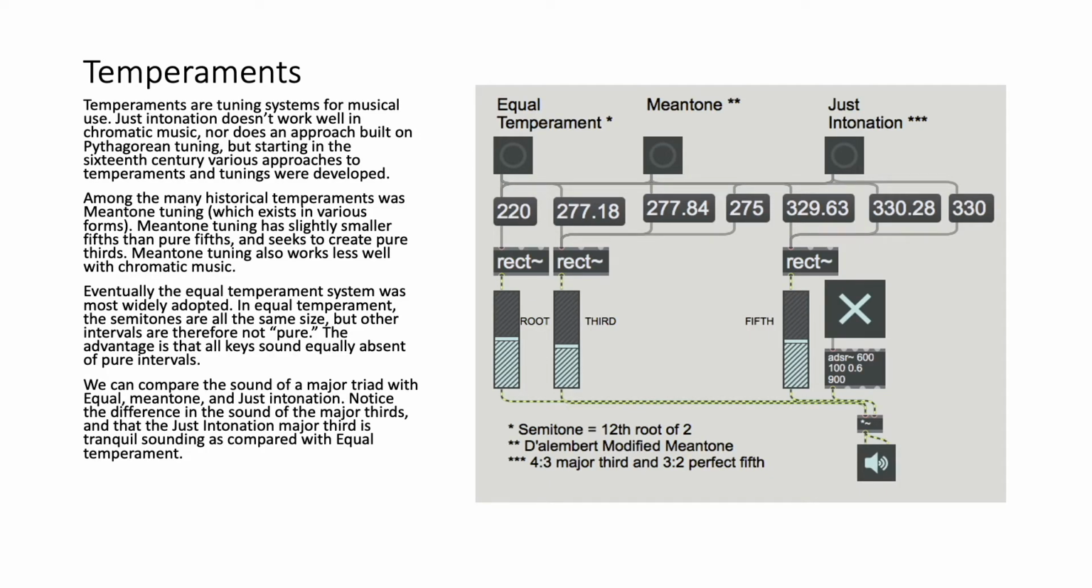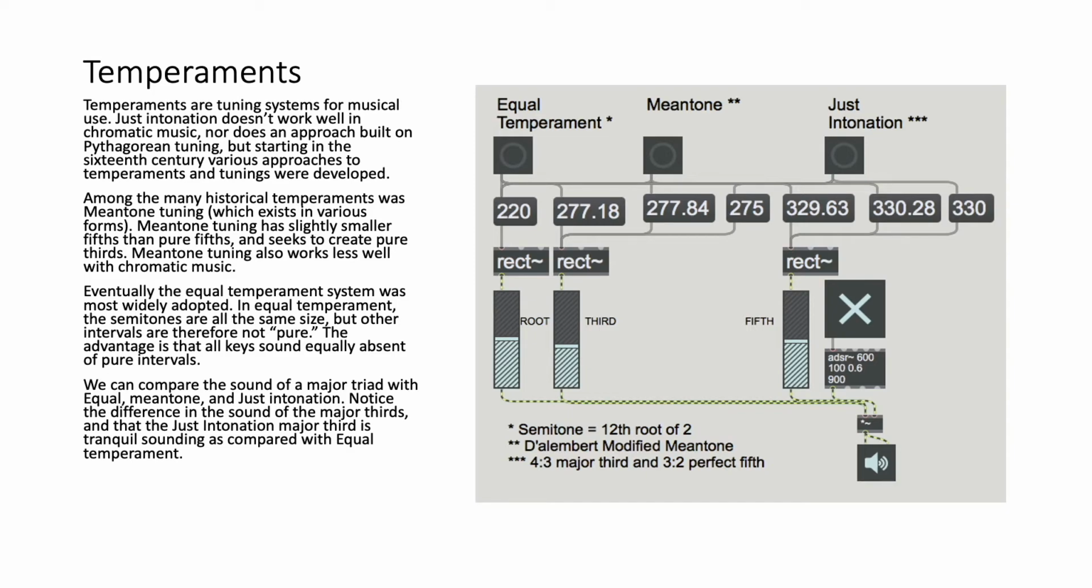So Pythagorean tuning doesn't work all that well for musical systems, but starting in the 16th century, musicians developed other ways of creating tuning systems. Temperaments are tuning systems for musical use. Just intonation doesn't work as well in chromatic music, nor do the approaches we saw with Pythagorean tuning. So other temperaments were developed.